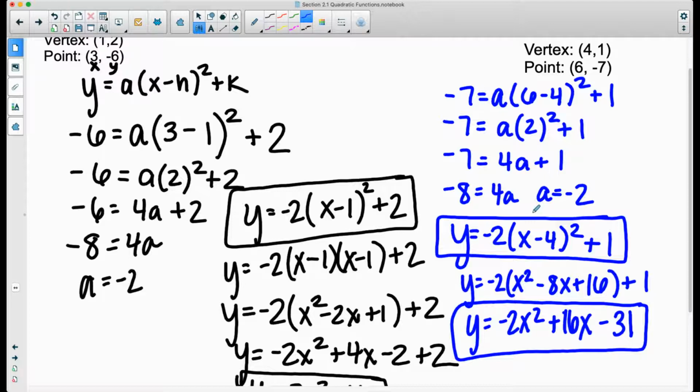Remember with this stuff, show me as much work as possible on a test, so that way I can give you credit in case you accidentally said 6 minus 4 was 10. Trust me, we've all been there. We start mixing things up in our head.